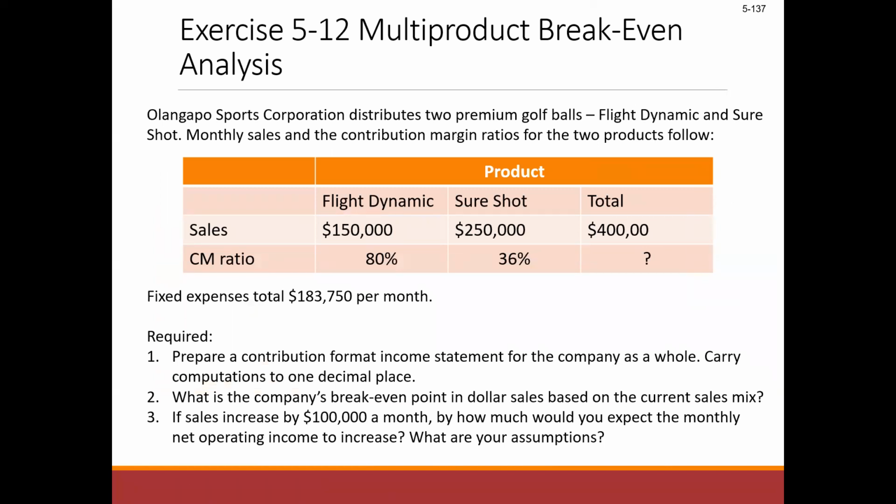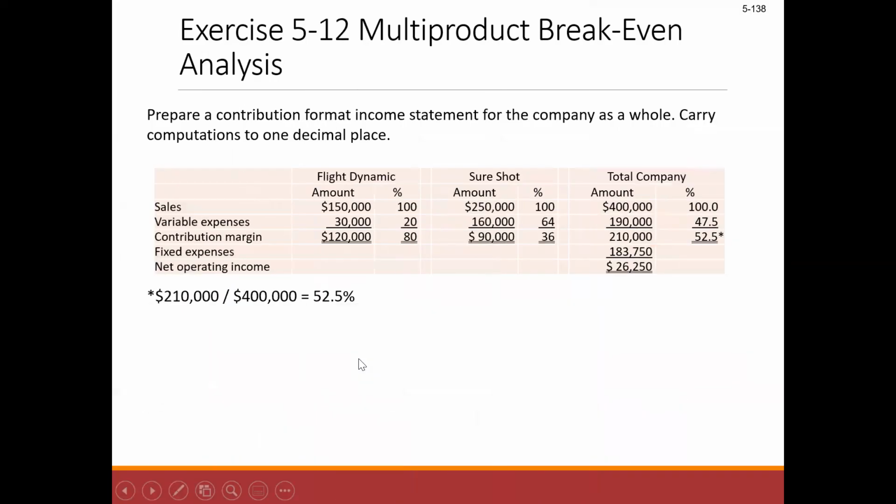Again, break-even analysis. If our fixed expenses are $183,750 per month, we see the breakdown by the Flight Dynamic product and the Sure Shot. $400,000, so $150 divided by $400 would be that ratio of Flight Dynamic to the total sales. $250 to $400 would show that ratio. Prepare a contribution format income statement for the company as a whole. Carry contributions to one decimal place.